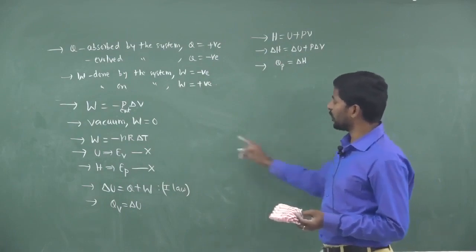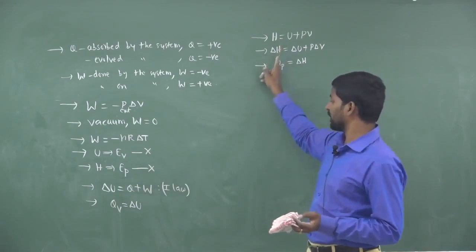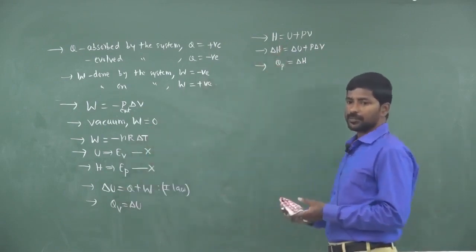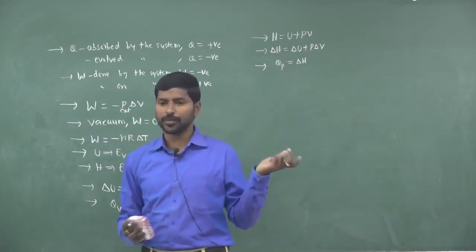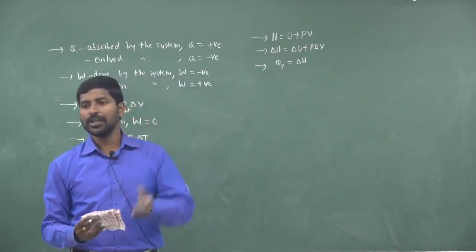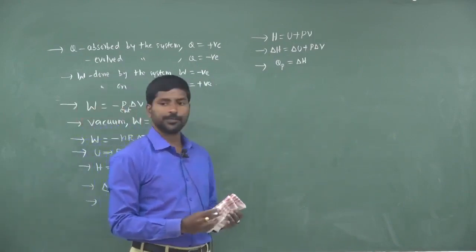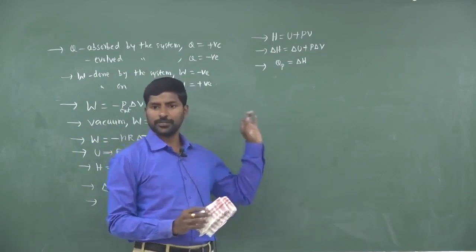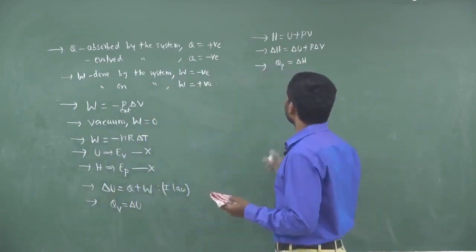Absolute values of U and H are not possible to determine, but the changes we can determine. Delta U and delta H we can determine experimentally. Absolute values of thermodynamic properties we cannot determine. G we cannot determine, but delta G we can determine. But absolute values of entropy we can determine based on the third law of thermodynamics.